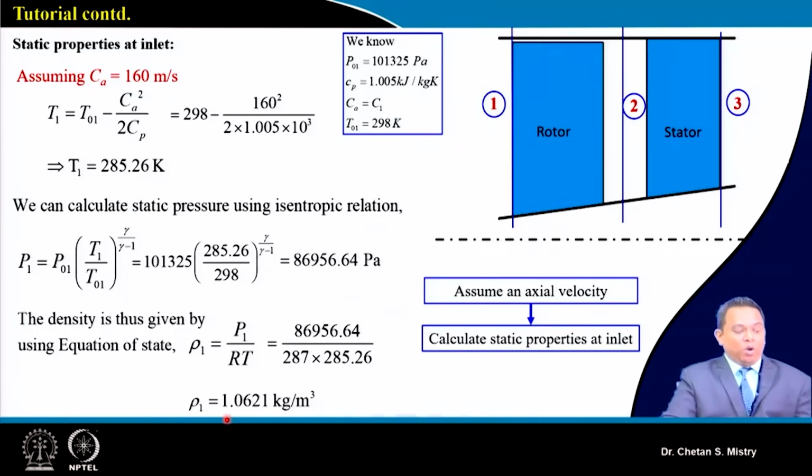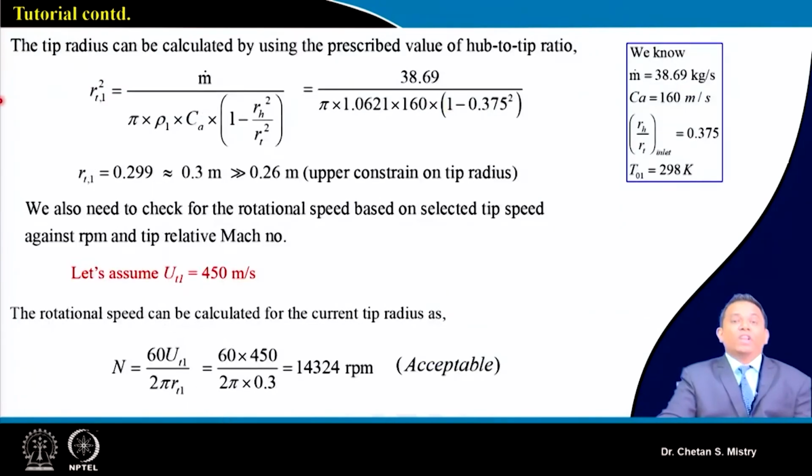Okay, now what we know is that our radius at the tip, at the entry, is a function of mass flow rate, density and axial velocity. So if we put in these numbers, what we have calculated in the sense of density, that is 1.0621.